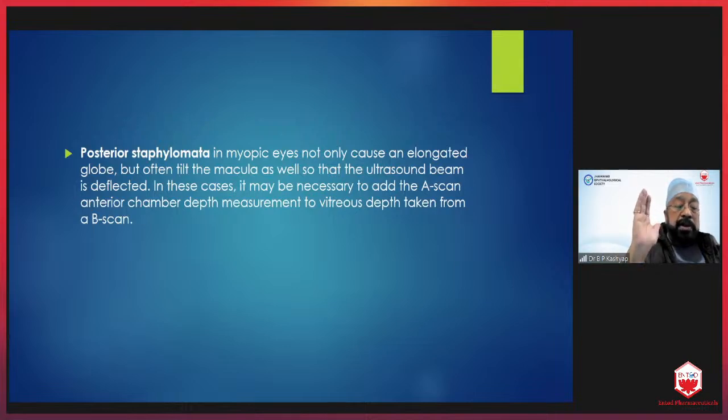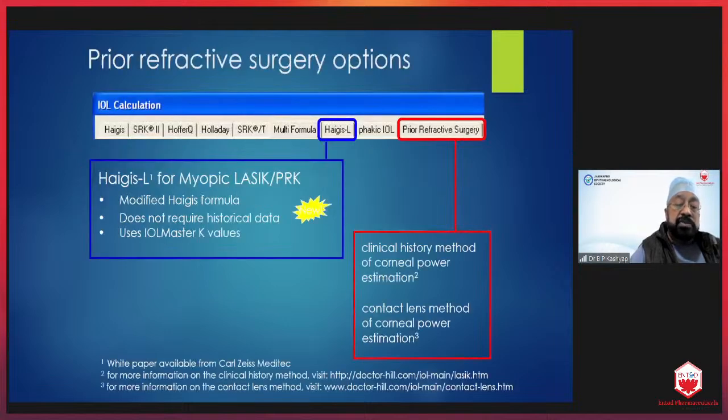because the eye is elongated and the ray passes through the macula, but at the macula there's a little tilt, and then it gives you wrong findings. So in that case, you have to measure the anterior chamber depth and then measure the posterior chamber depth, which is taken from the B scan. That will help you. So this is one of the problems when the patient has undergone myopia surgery, refractive surgery.